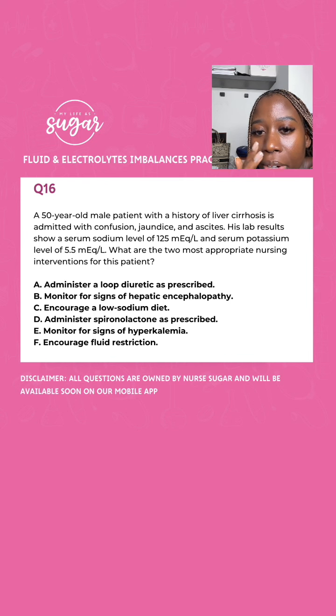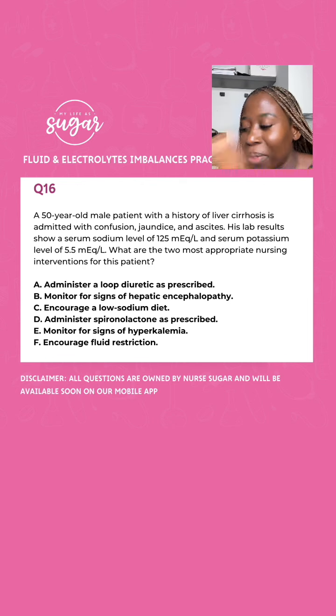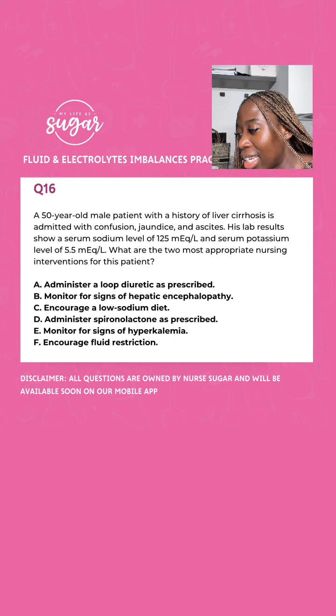Patient with cirrhosis, right? They're confused, they have jaundice, they have ascites, their sodium is low, and their potassium is high. B and E, okay, so we're on the same page with this one, I guess.